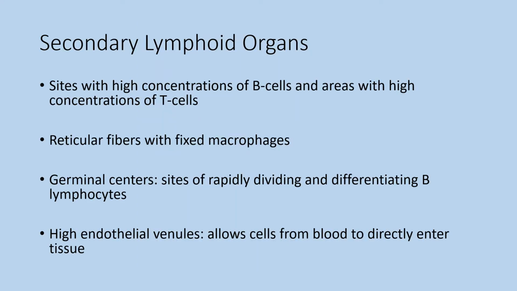Secondary lymphoid organs, these are sites with very high concentrations of B cells and T cells. May have both, and may have one or the other. It also tends to have reticular fibers that will have macrophages that are fixed on them. Macrophages are capable of carrying out phagocytosis. Germinal sites are sites where you have very rapidly dividing and differentiating B cells.